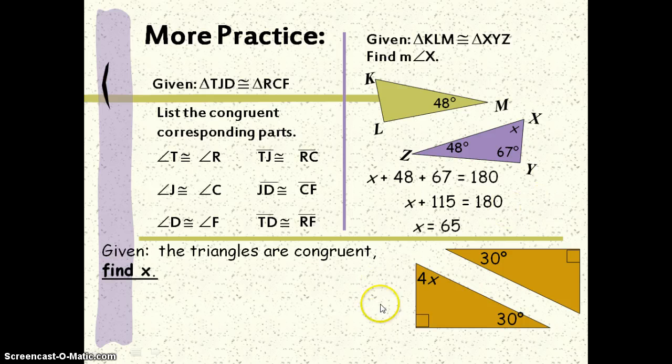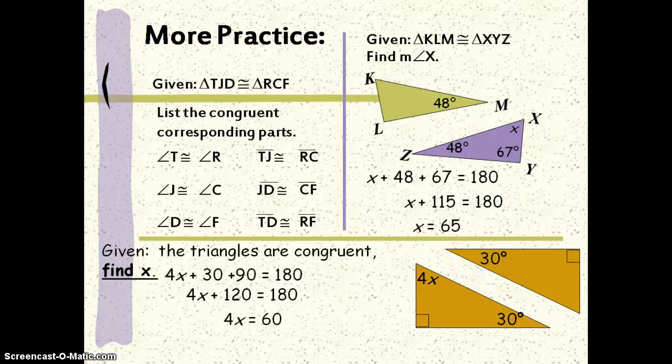So you can either set this equal to 60, or you can just do 4x plus 90 plus 30 is equal to 180. Combine like terms and subtract 120 from both sides to get that x is equal to 15. Here on this step, 4x is equal to 60. You could have started here to get x is equal to 15. Some of these problems can be done in two different ways.